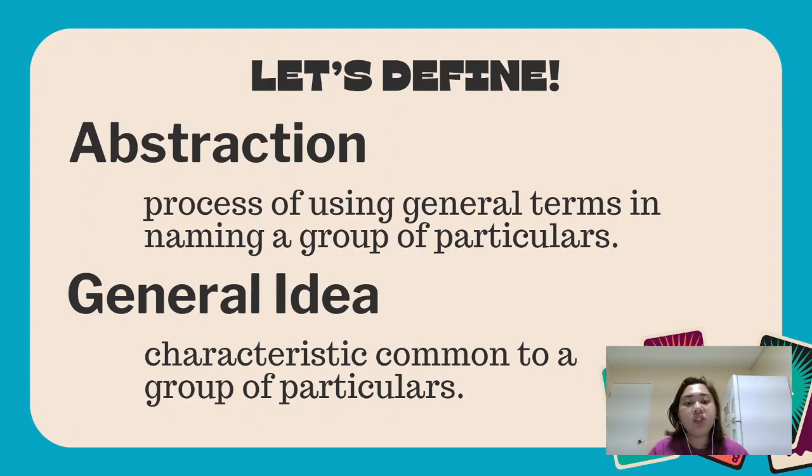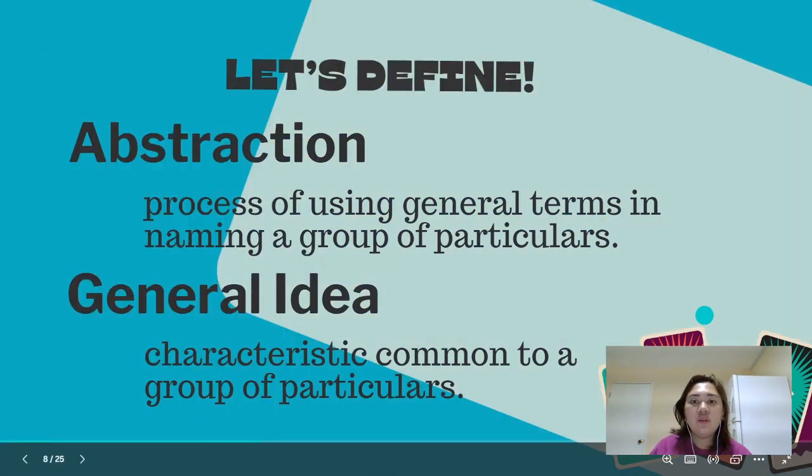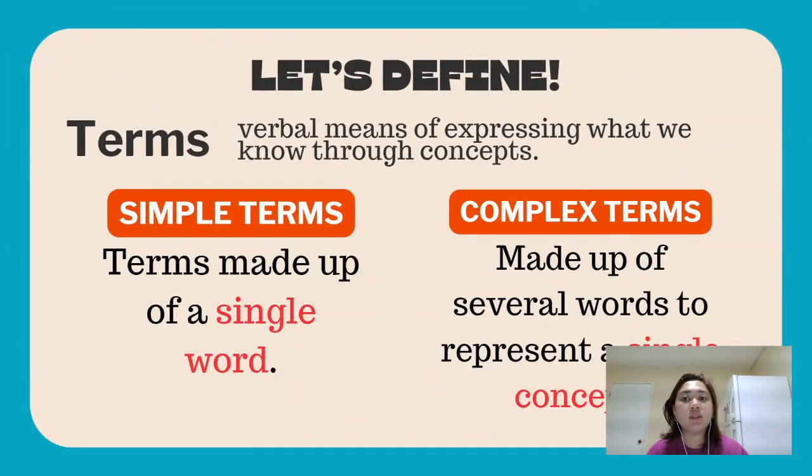Now that we've mentioned it earlier, we have terms. Terms are verbal means of expressing what we know through concepts. There are two kinds of terms that will be tackled. First is the simple terms, which are terms made up of a single word. For example, cat, dog, coffee.